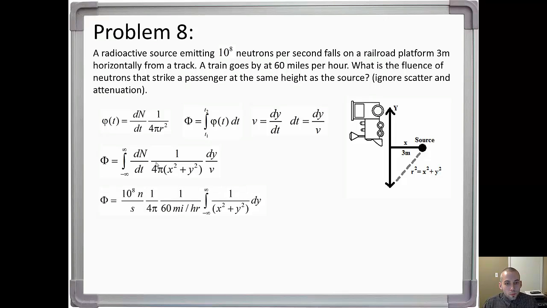So, when we look at the quantities given, we have the activity. We have 1 over 4 pi. We can take it out of the integral. We have the velocity, so we can take that out of the integral, 60 miles per hour. Now we're left with just that r squared essentially. Now it's with respect to dy, because we swapped dt for dy over v, and we took out v, velocity. Now we just have dy.